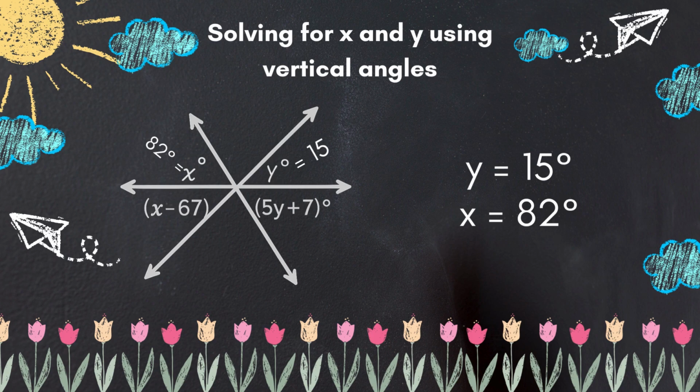So we have reached the end of our equation. We have solved that y equals 15 degrees and x equals 82 degrees.